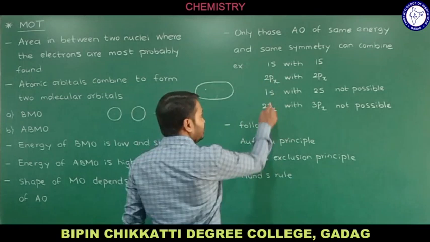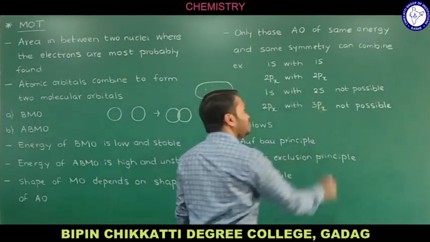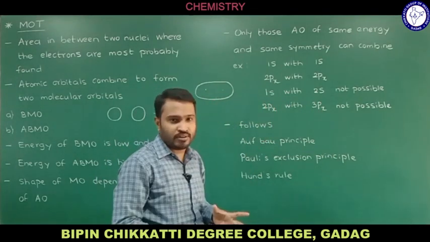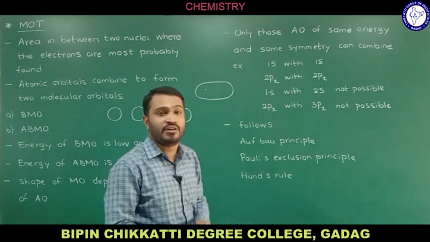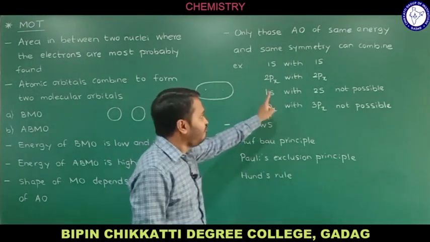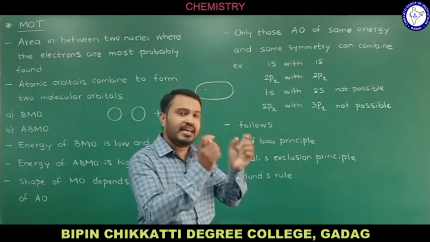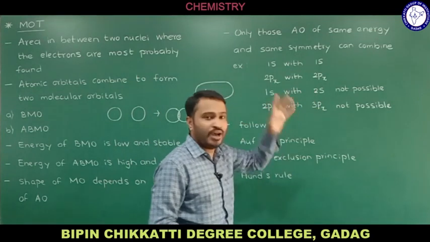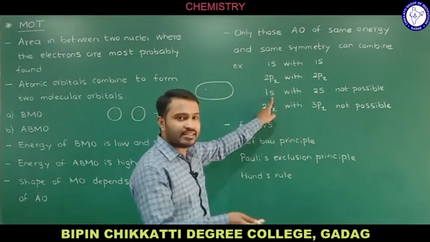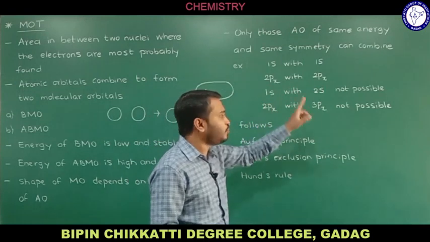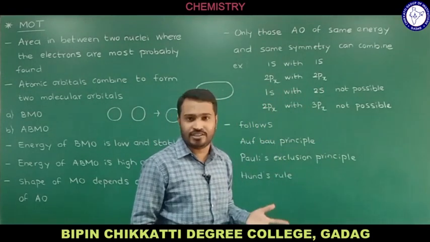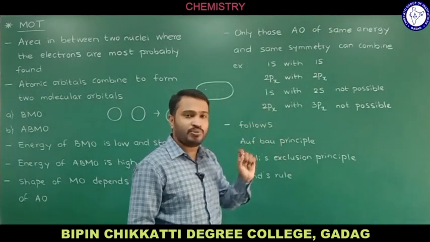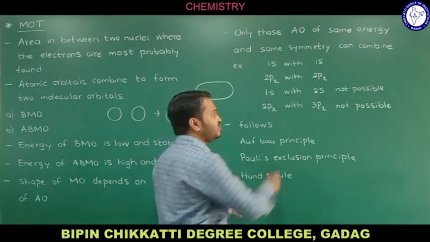If you consider the 1s atomic orbital and the 2s atomic orbital, and you try to combine these two atomic orbitals, there will be no formation of molecular orbitals. What would be the reason for that? See here, of course the azimuthal quantum number is the same, that is, spherical in shape. What about the principal quantum number? Here it is 1, and here it is 2. As we know, the energy of 1s is less when compared to 2s. So 1s and 2s are atomic orbitals of different energy, not the same energy, and if there is different energy, there will be no combination of such atomic orbitals to get molecular orbitals. Therefore this is not possible.